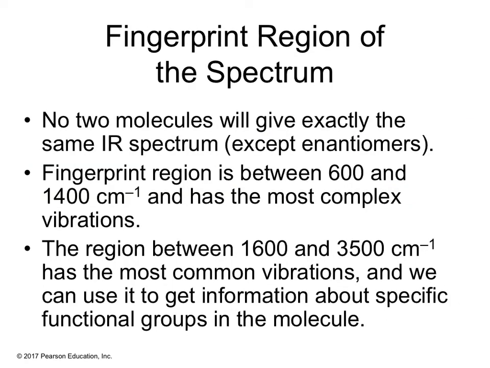The fingerprint region of the spectra, between 600 and 1400 when we're using IR, I usually teach this in lab. We do not assign functional groups in this area. So I tell my students that they don't have to memorize the fingerprint area, and that's between 600 and 1400 reciprocal centimeters.